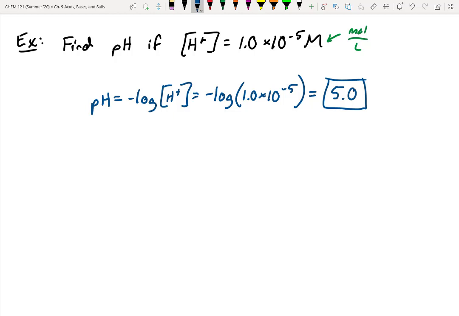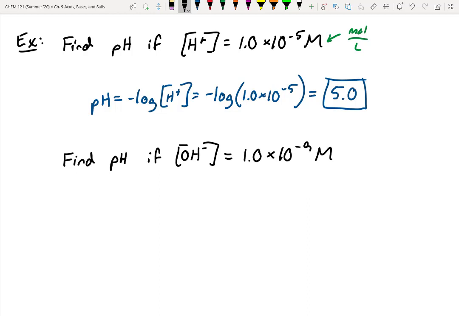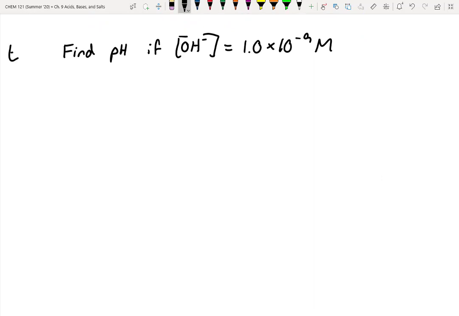A pH of 5.0, as we'll see, is slightly acidic. Okay, but let's do something a little bit different now. And this is always something that throws students for a loop. Let's find the pH if the hydroxide concentration is equal to 1.0 times 10 to the negative ninth molar. All right, so this one's going to be a little bit different. The problem is we're not given the concentration of H+ directly, right? So let's just make a note.